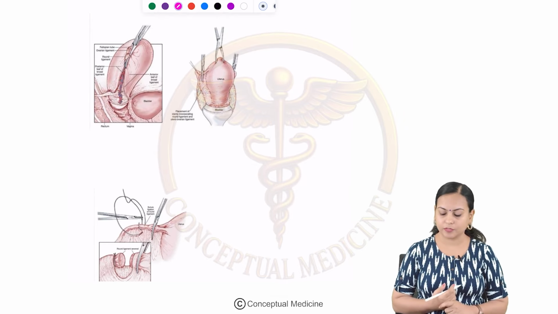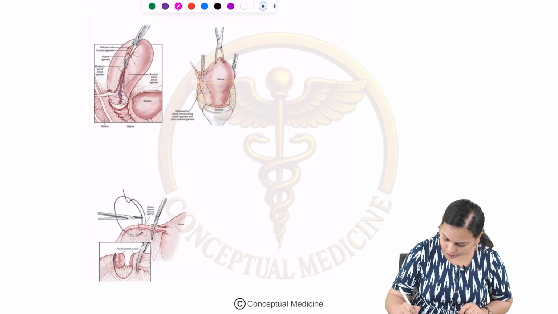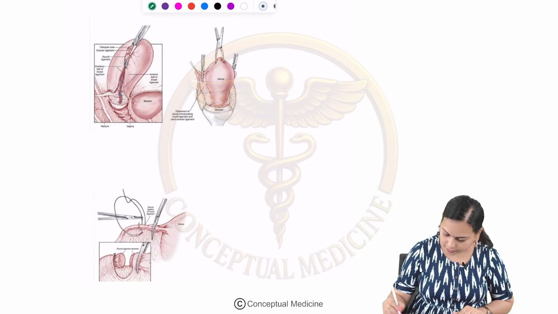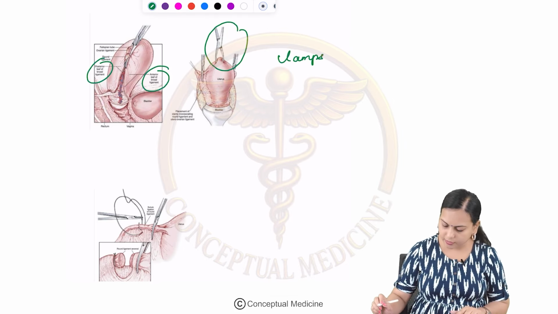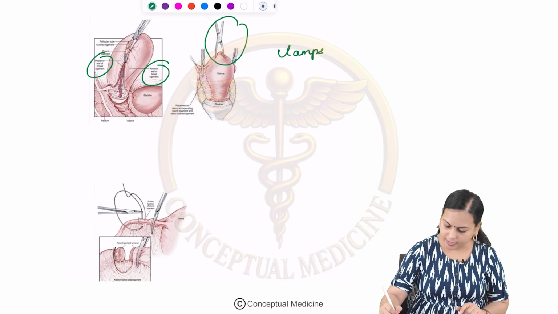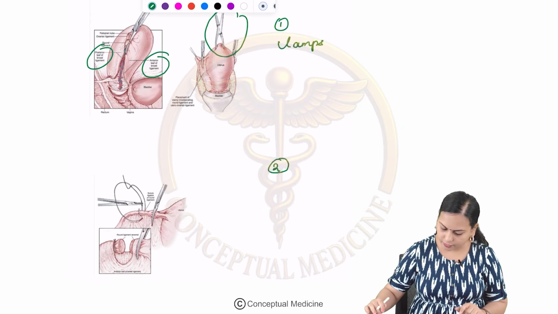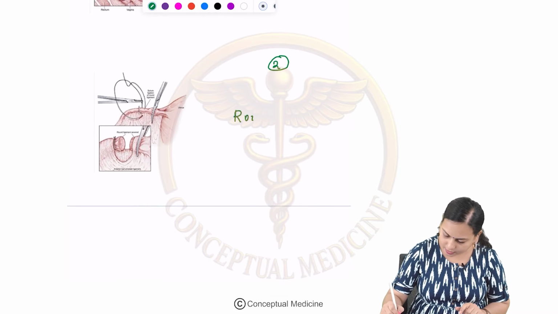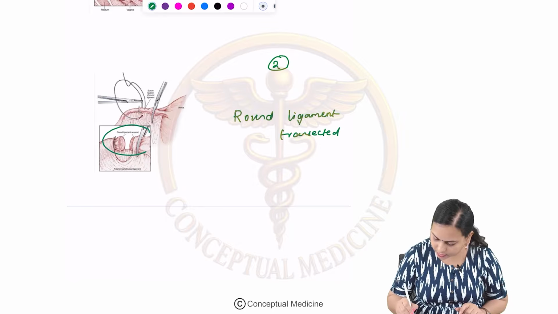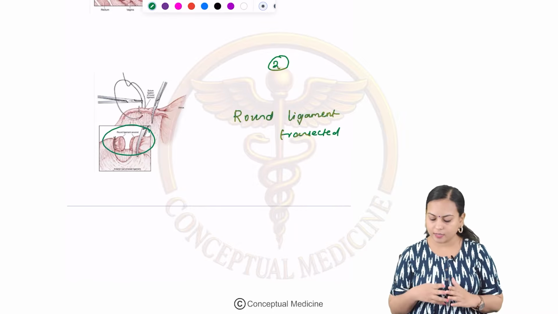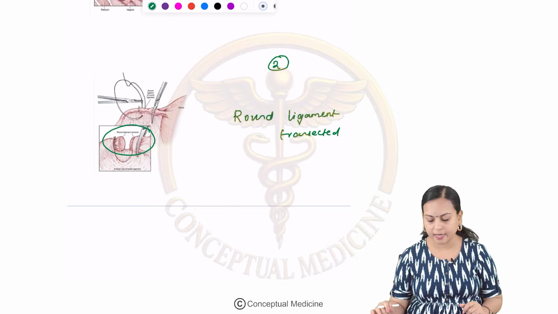Now let's repeat the procedure of hysterectomy with these pictures so that it will help you to retain the steps well. So this is the first step, where the uterus is elevated by using clamps that are placed across the leaves of the broad ligament. In the next step, we are going to do round ligament transection. Here you are seeing the round ligament is cut, then it is ligated as well.